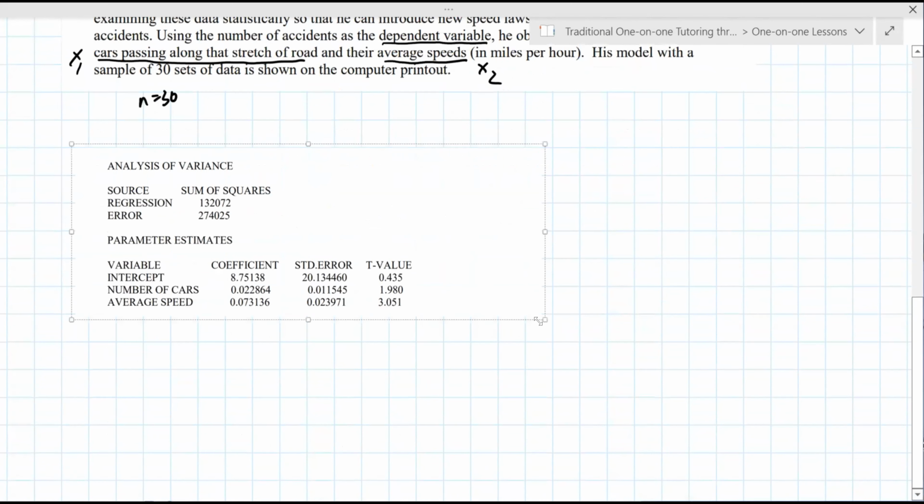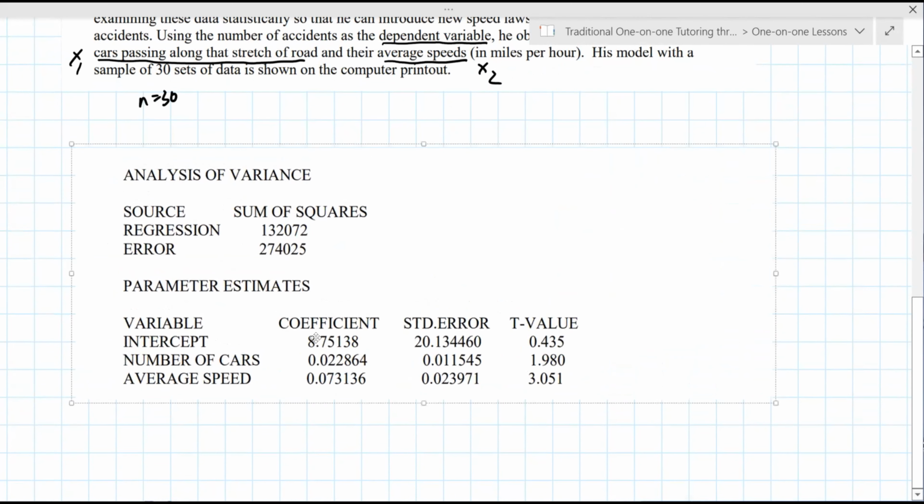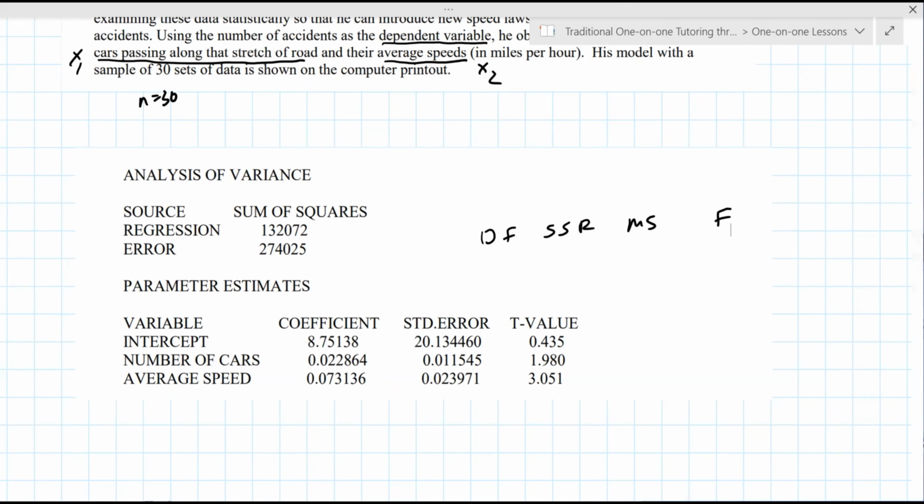Okay, so again, here's the output. It's not the complete output. It's missing that ANOVA table with the degrees of freedom and the sum of squares of the regression and the mean square and the F. I guess we don't need to calculate it. They are giving me the coefficient, the standard error, and the t value. But I think this is more what you should expect to see. Let's take a look at the questions.